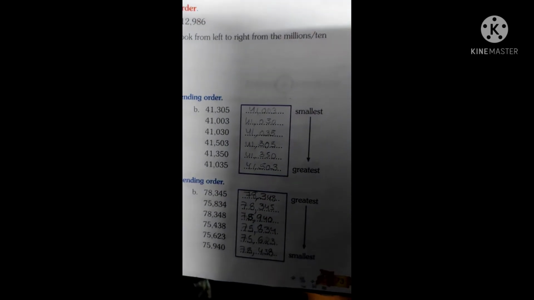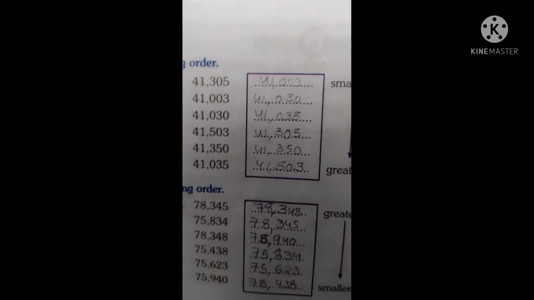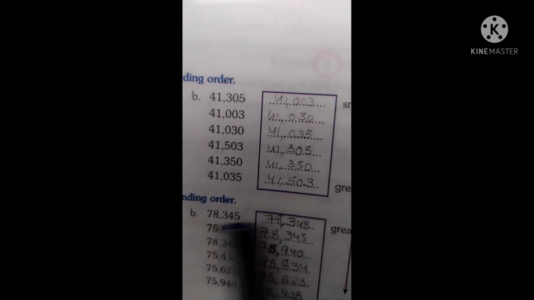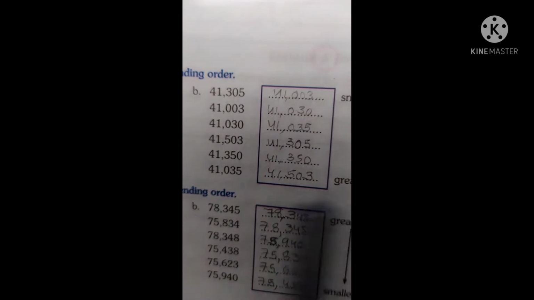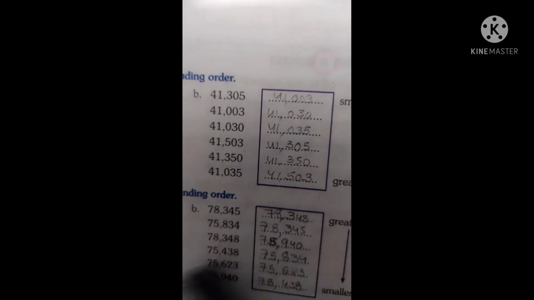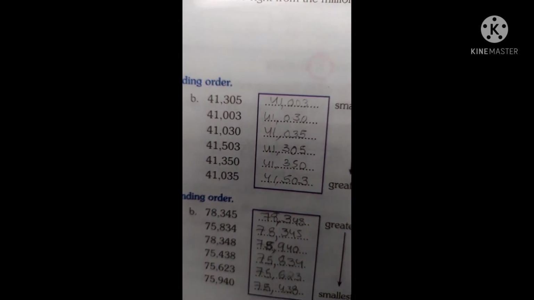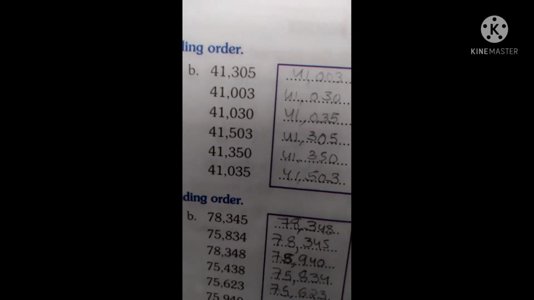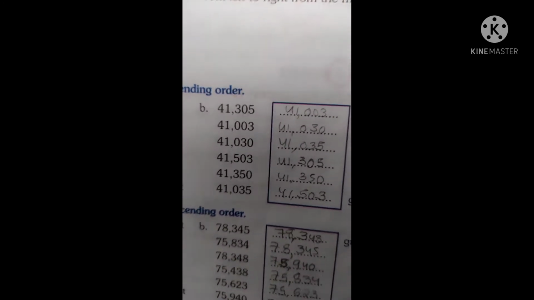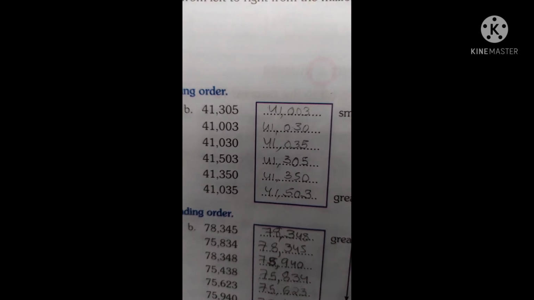Let's go to the next sum. So this is B big, that is 41,305, 41,003, 41,030, 41,503, 41,350, 41,003, 41,035, 41,503. So this is our question. So our answer would be the first number.